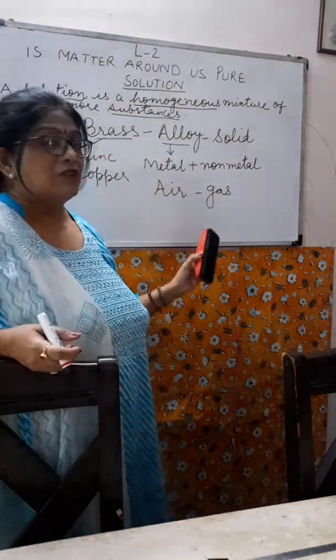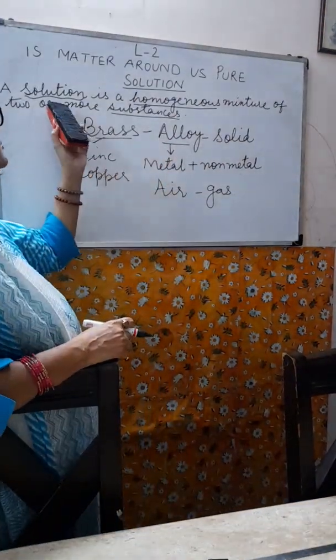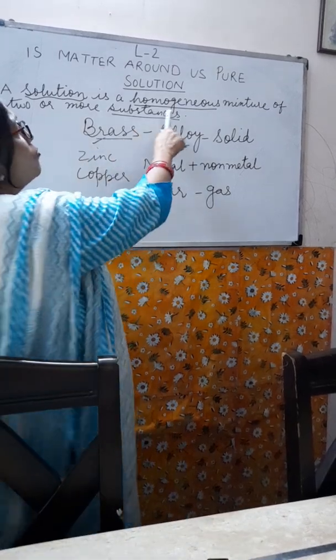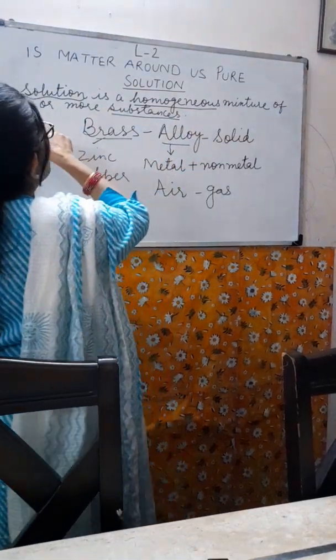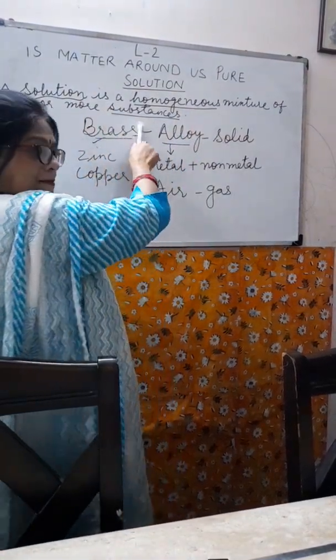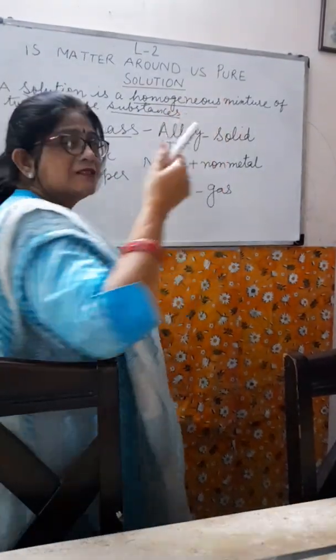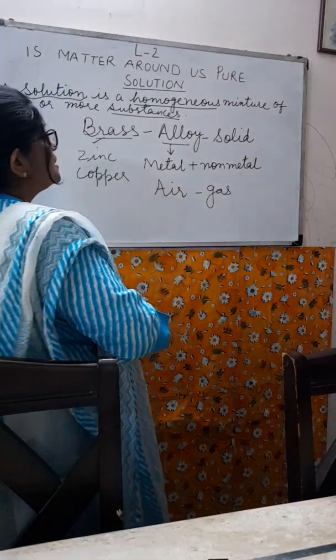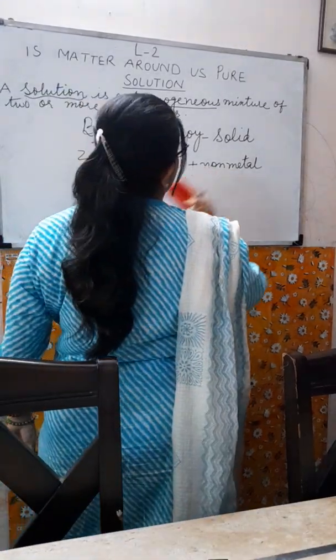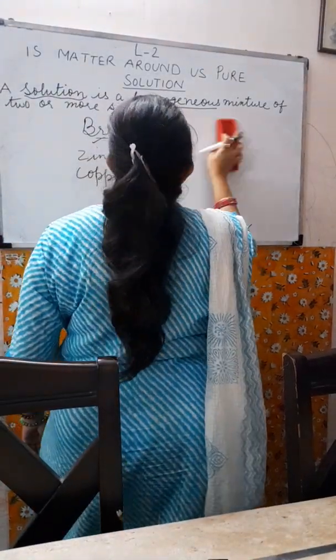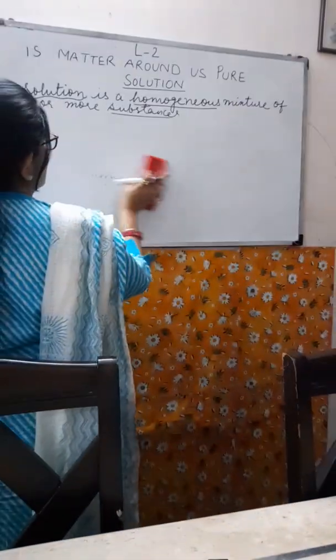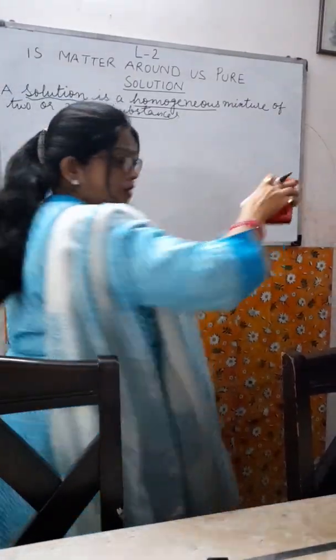So now it must be clear what is a solution. A solution is a homogeneous mixture of two or more substances. There must be two or more substances, only then it will be a mixture. A solution cannot be made from one, right? Then we will come across different components of solution. Now, what are the different components of solution?